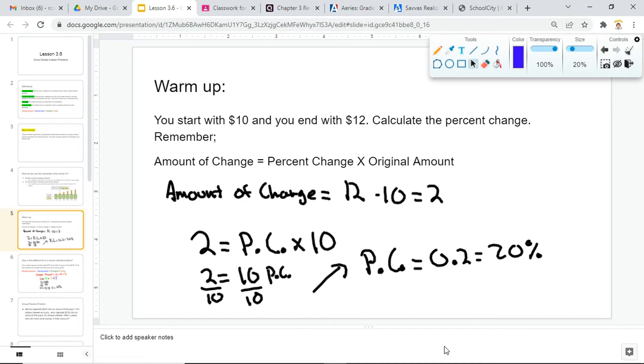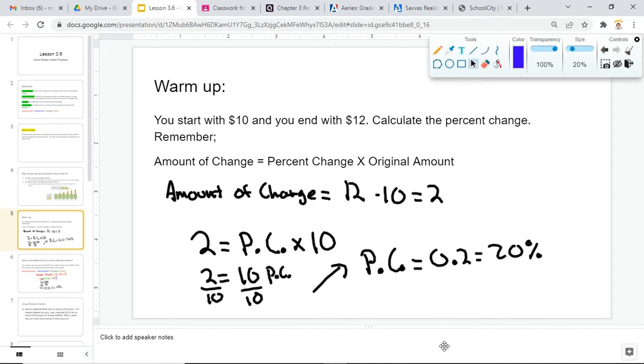All right, so a warm-up today. You start with $10 and end with $12. We want to calculate the percent change. So remember, guys, to find our percent change here, you want to find our amount of change. To find that, we have to do our new value minus our old value, or 12 minus 10, which is equal to 2. Now I can plug that into my formula here. 2 is equal to the percent change times my original quantity, which was 10, or 2 is equal to 10 times the percent, which means the percent is equal to 2 divided by 10, or 0.2, 20%.